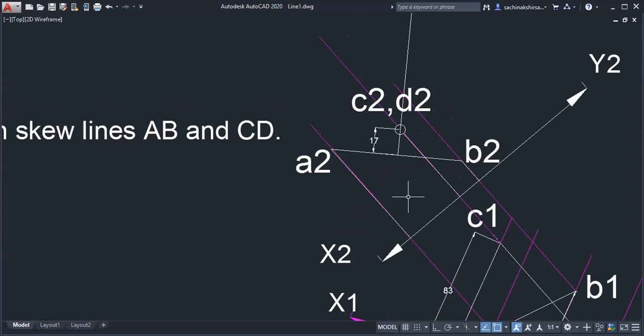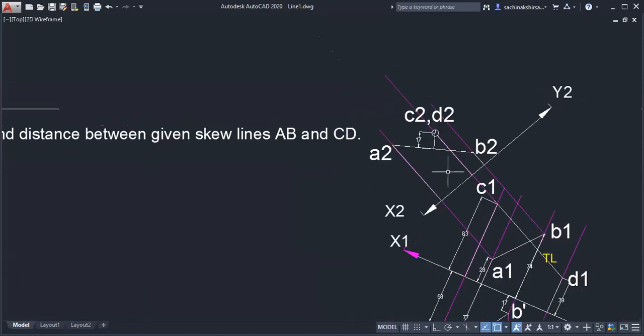So what is my answer? Are you observing? 17 is the shortest distance in my case.